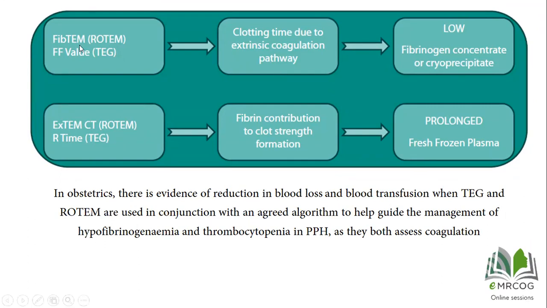When the FIBTEM in the ROTEM system or TEM device is going to give you a low A5 value, this means that you need fibrinogen or cryoprecipitate. And when the R time or the EXTEM CT in the ROTEM is prolonged, that means that you need fresh frozen plasma. So it's really helpful.